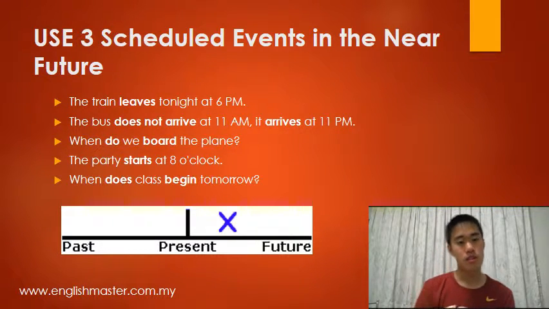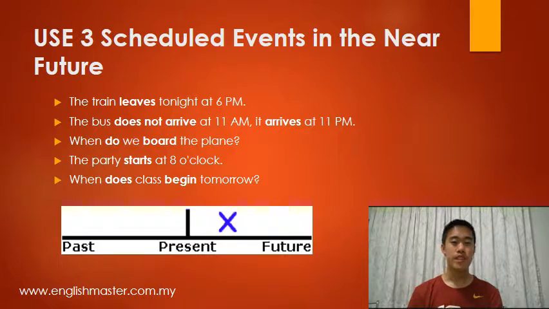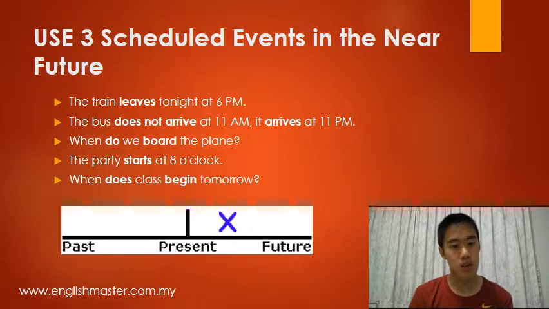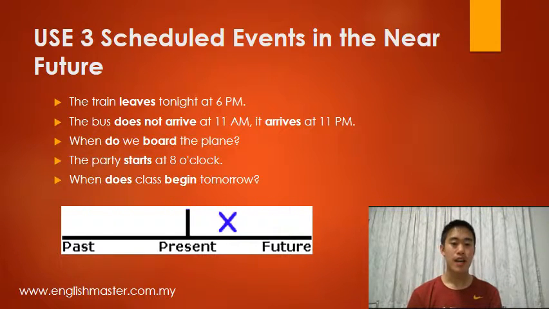Another use is a scheduled event in the near future. So this might apply to something like traveling on public transport. For example, in the first line here, we have the train leaves tonight at 6 p.m., which means it hasn't left yet, but it's going to leave. The bus does not arrive at 11 a.m., it arrives at 11 p.m. So this is talking about the future, but you're using present simple tense to describe that it will be happening.